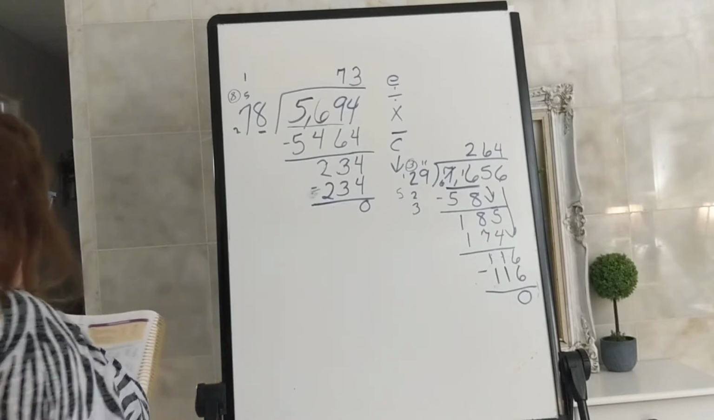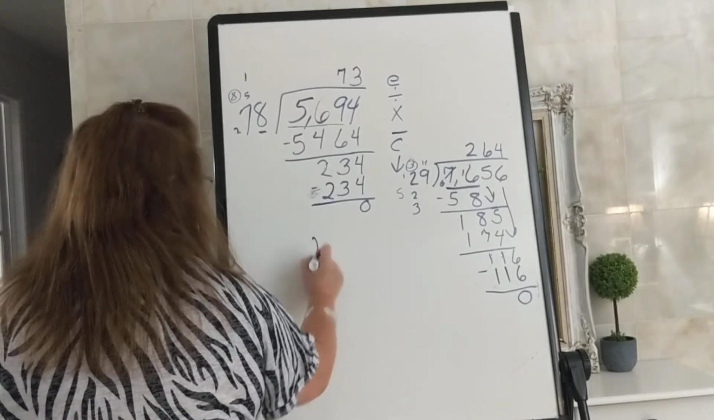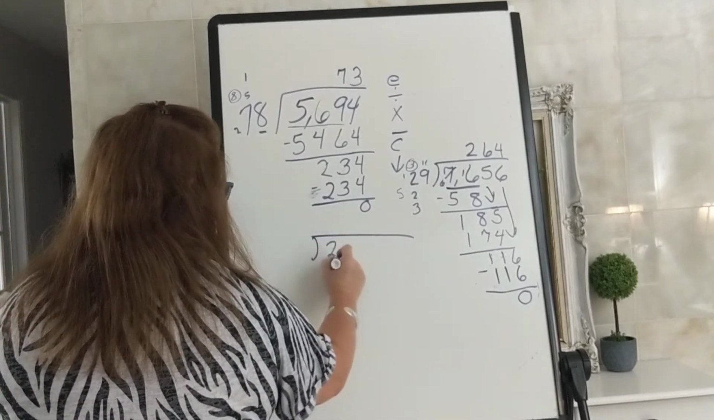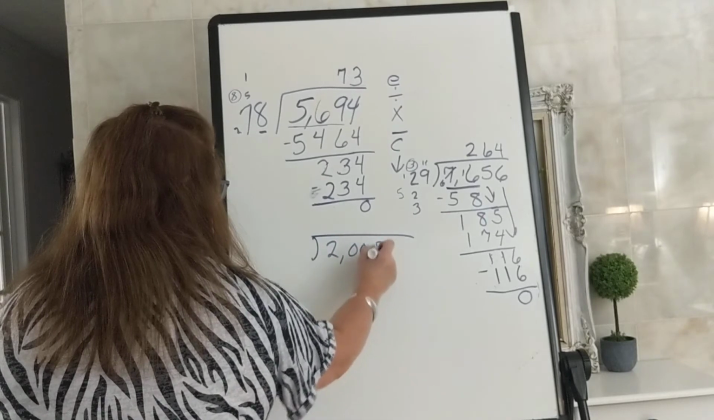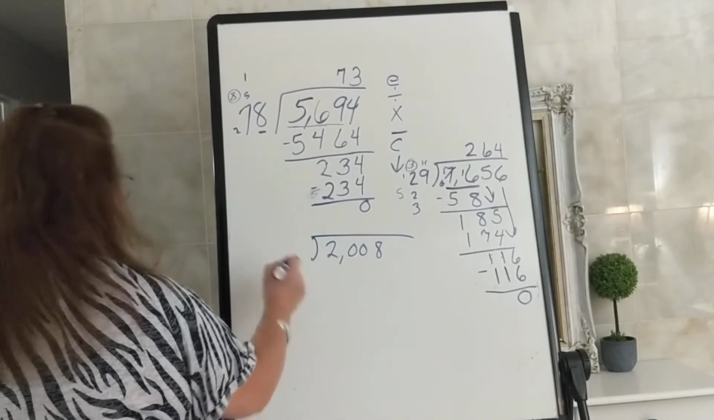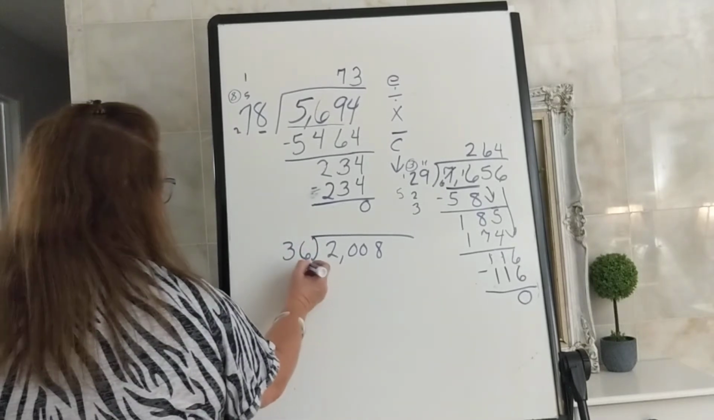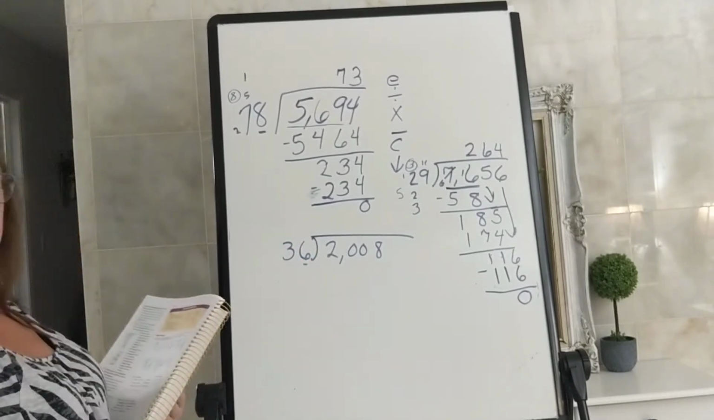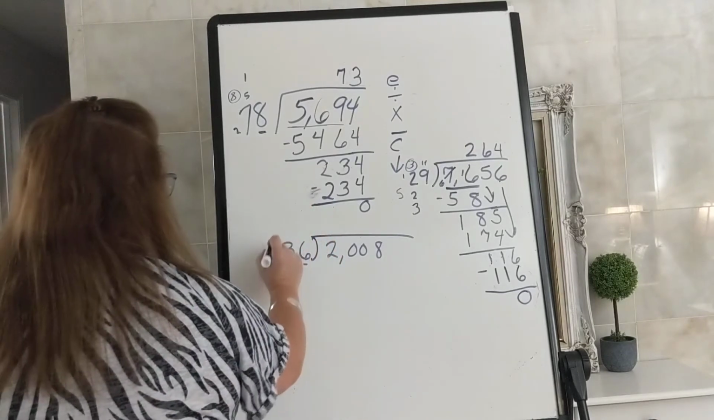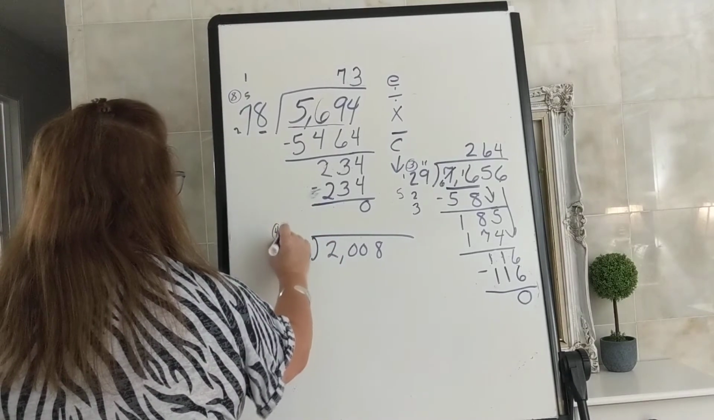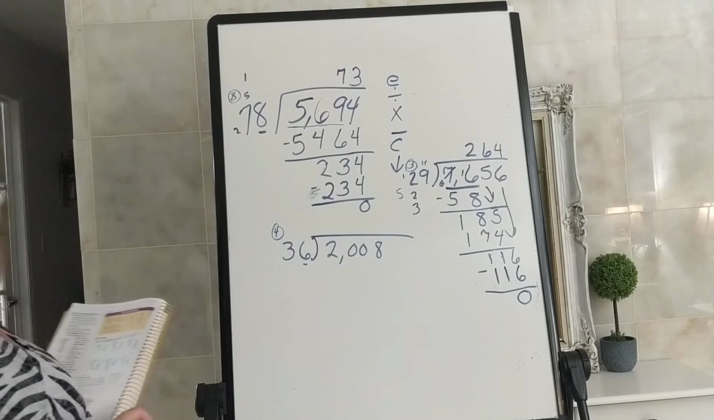So let's look at letter C. We have 2008, and we are dividing it by 36. So we look at our second digit, it's 6, 5, 6, 7, 8, or 9, so we're going to add 1 to our digit in front of it, making our pretend divisor 4, okay?